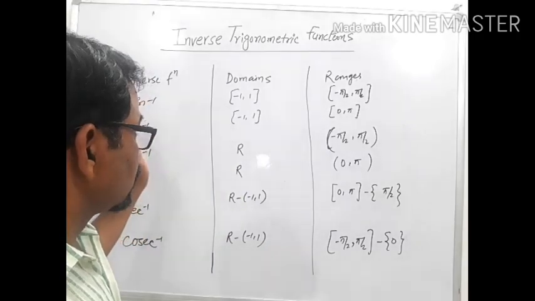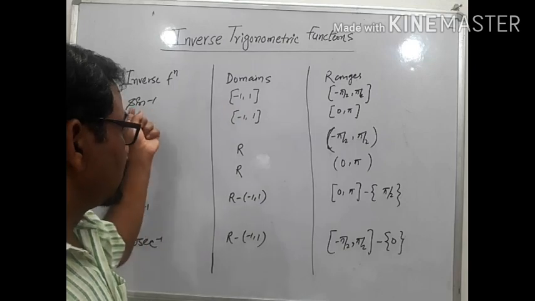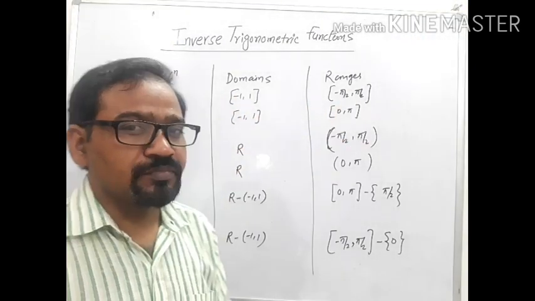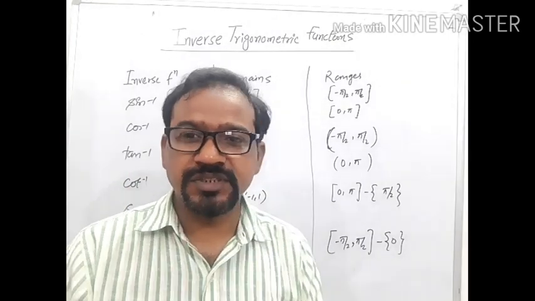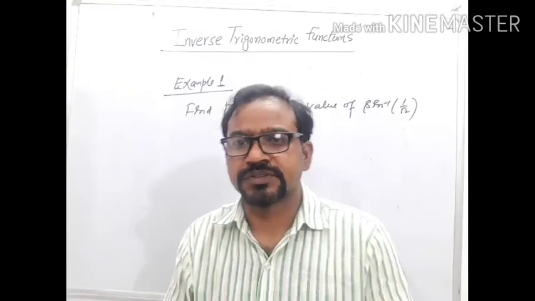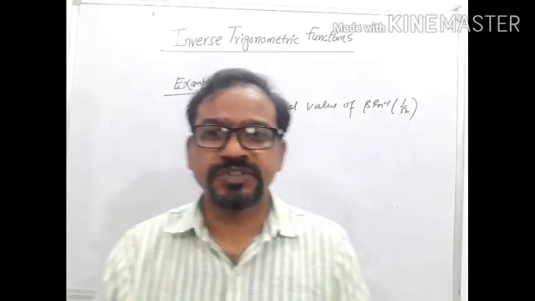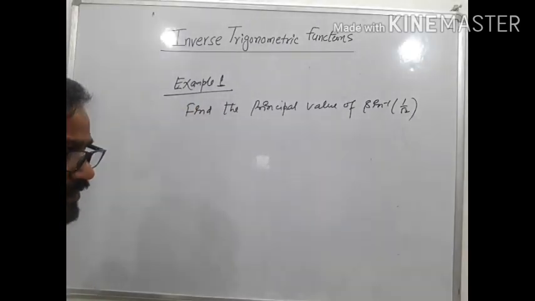So for principal values, sine inverse lies between -pi by 2 to pi by 2. On this we take some examples. Example first: find the principal value of sine inverse 1 by root 2.